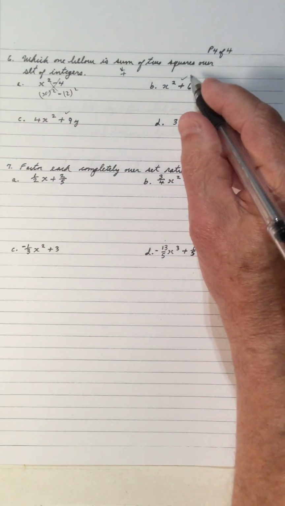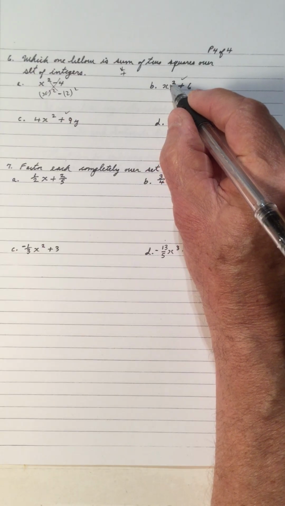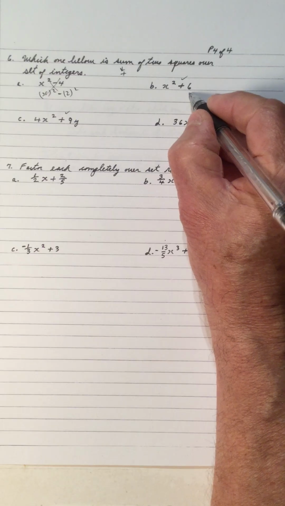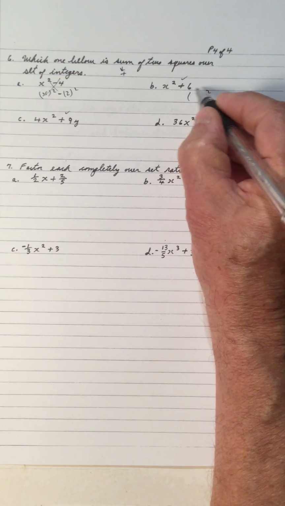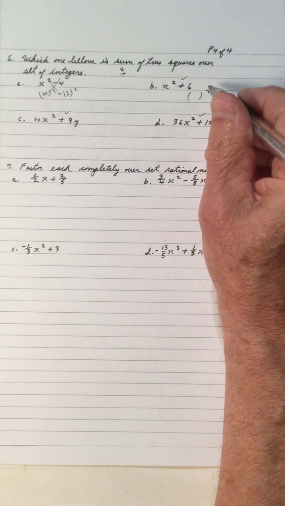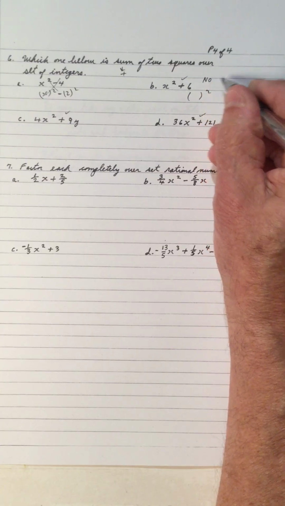So the sum of two squares over the integers. So this is x being squared, but the 6, what number do you square to give you 6? We haven't learned this yet. So this is not over the integers. So no for this one.